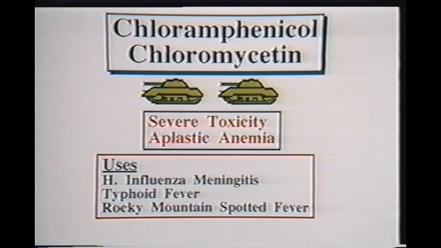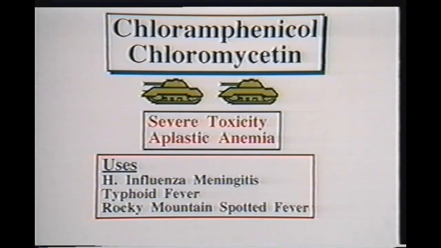The last, or near the last, of these groups that I want to talk about is chloramphenicol or chloromycetin. As you can see, I call this the big guns drug. And I've got these big tanks pictured here for you to remind you that it is the big guns. We don't give it very often because of its severe toxicity, which is aplastic anemia. So we can kill the infection, but you'll put the patient into bone marrow depression.